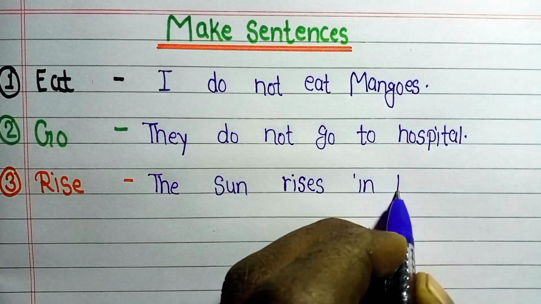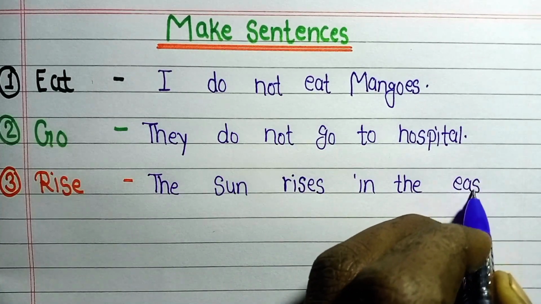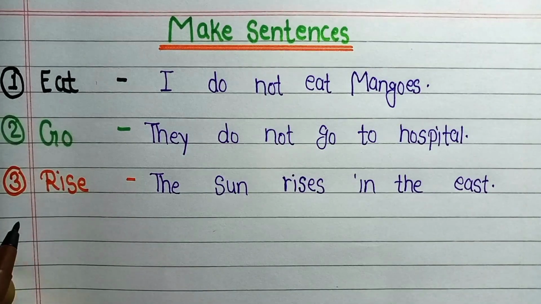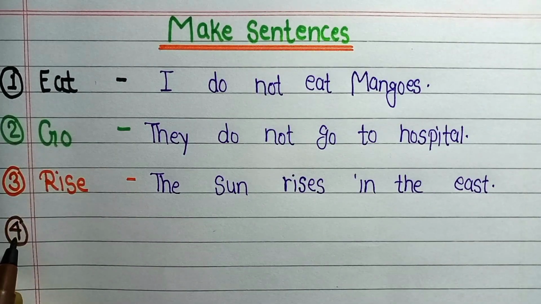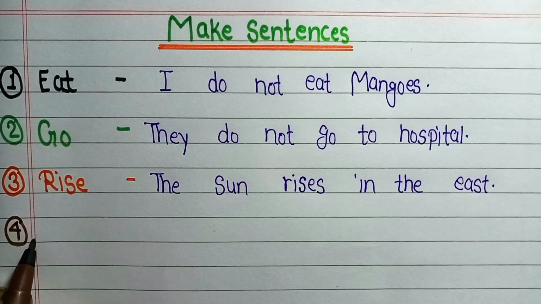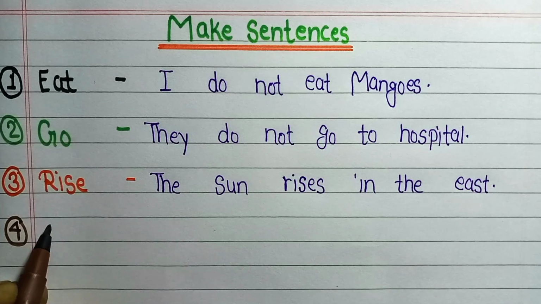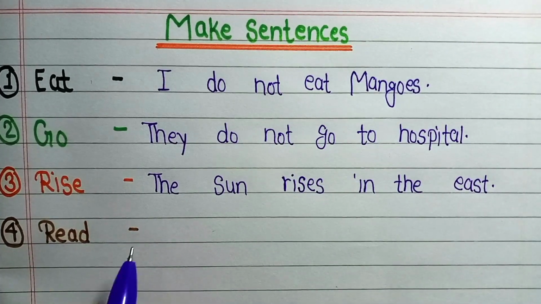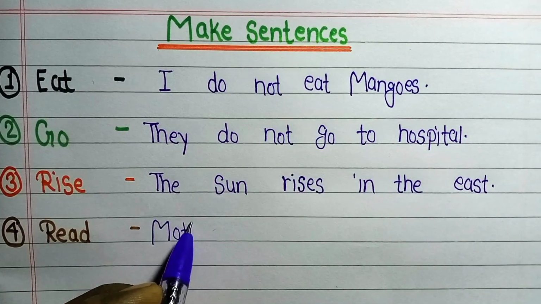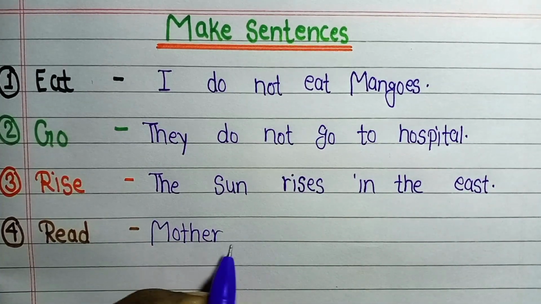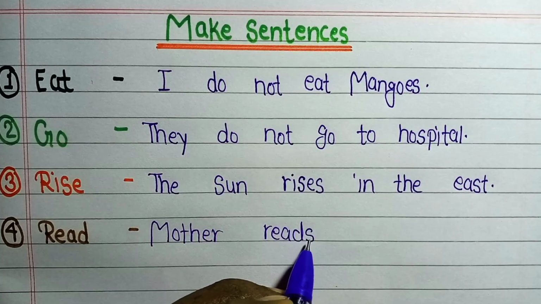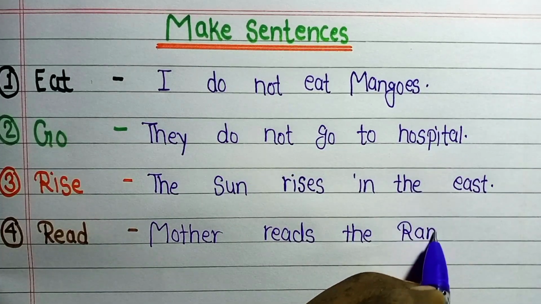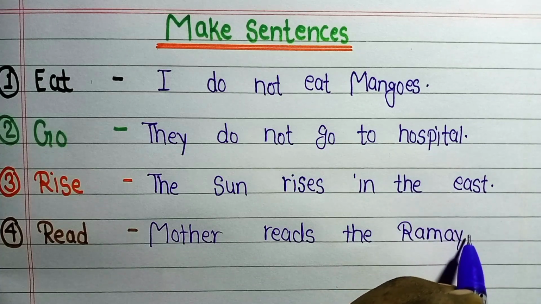Third line, rise. The sun rises in the east. Fourth line, read. Mother reads the Ramayana.